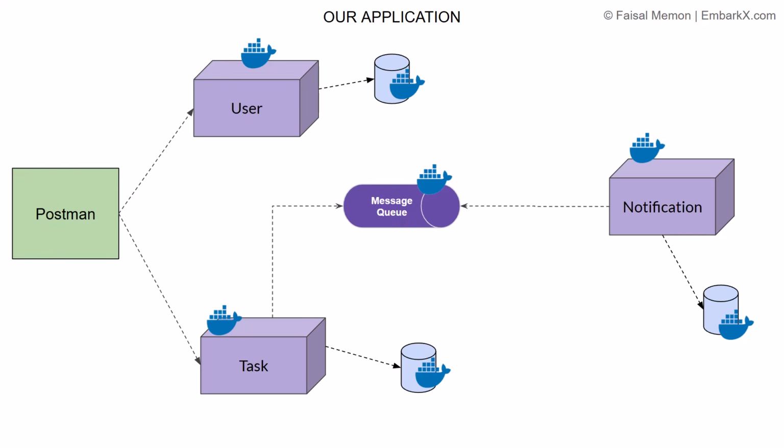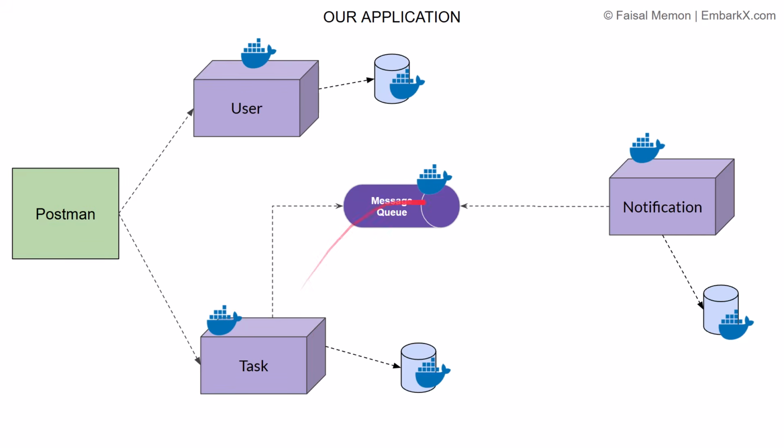So tomorrow, if the notification service is down or it's not working, and if something happens to the notification service, then the task service is not blocked. It will keep on sending the messages to the message queue, and the queue will have the messages lined up. Now, whenever the notification service is back up again, it can start processing the pending messages. So this way we are promoting asynchronous communication between these two services.